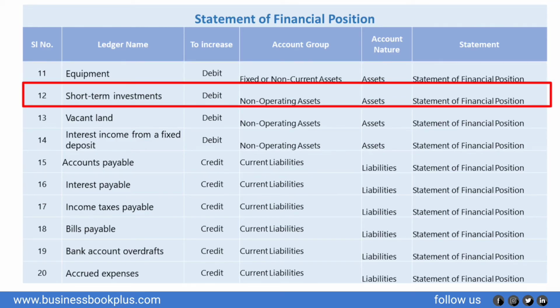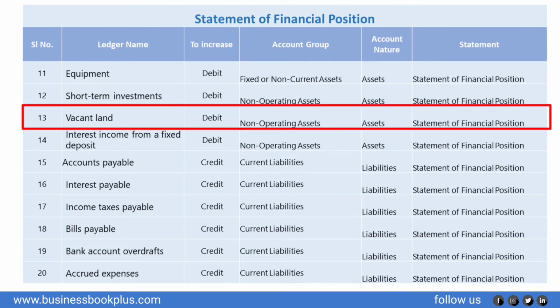Short-term investments. Increase with debit. Comes under non-operating assets account group. Account nature is asset. Affects the statement of financial position. Vacant land. Increases when debited. Account group non-operating assets. Account nature assets. Affects the statement of financial position.